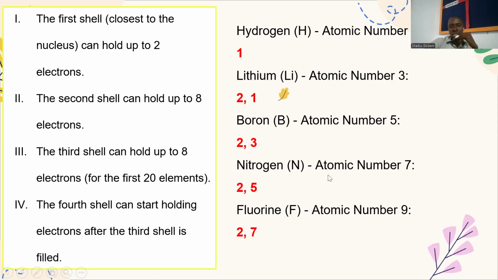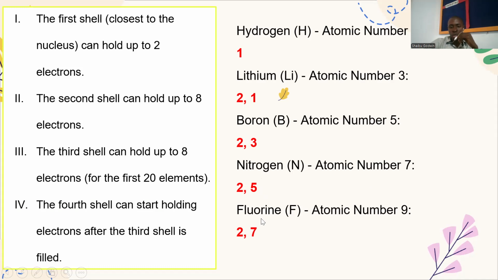And then nitrogen has atomic number 7. It means it has 7 electrons. The first shell cannot take more than 2. There will be 2 electrons in the first shell. And then the second shell can take up to 8, but out of 7, there will be 5 left when 2 is already in the first shell. So the electronic configuration of nitrogen is 2, 5.